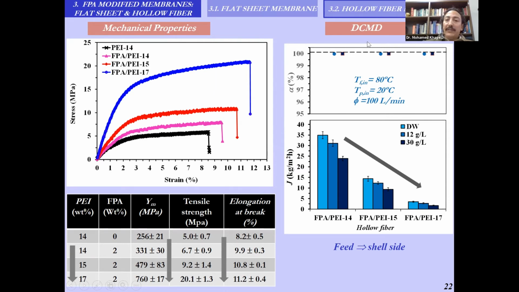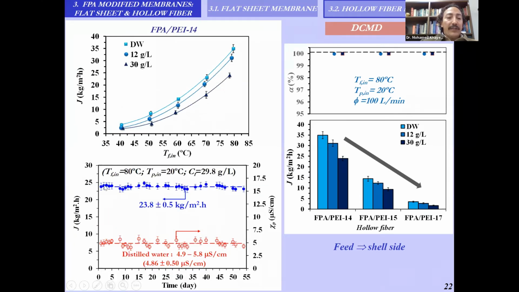Finally, we used these membranes in desalination by direct contact membrane distillation, and we observed higher permeate flux for the hollow fibers prepared with the lowest concentration of the host hydrophilic polymer. So we finally selected this hollow fiber for further experiments, and we observed quite stable permeate flux with quite stable electrical conductivity of the permeate, below 6 microsiemens per centimeter. So these membranes are very robust, with high liquid entry pressure of water, for desalination by DCMD.